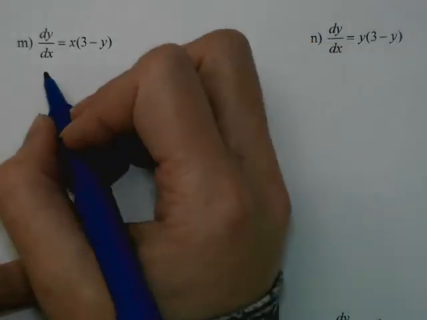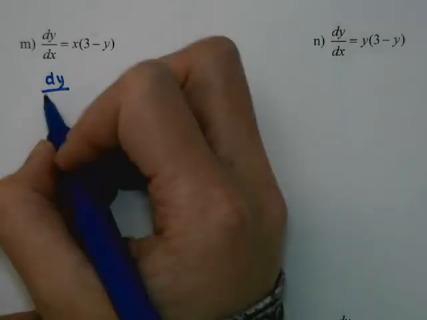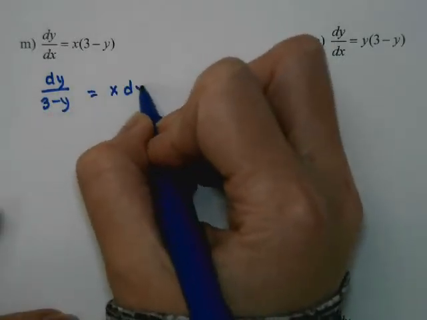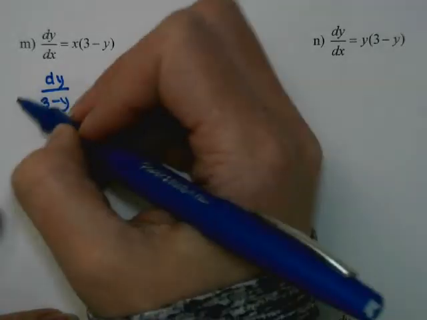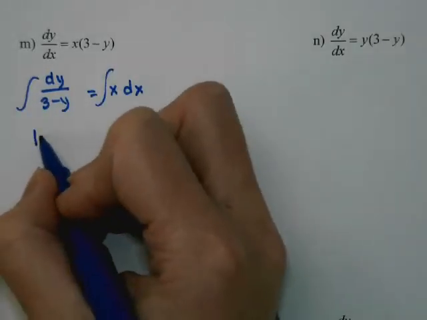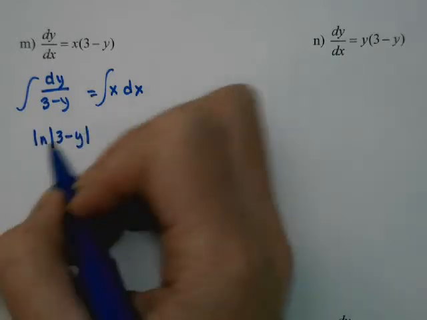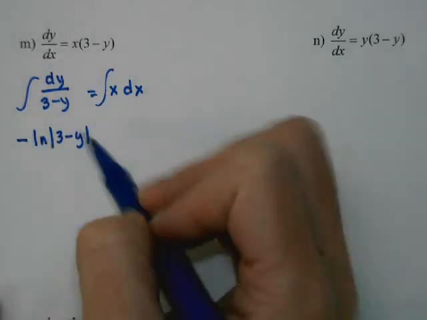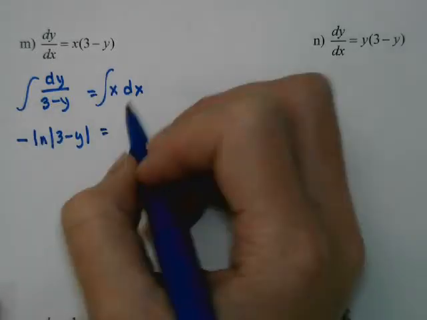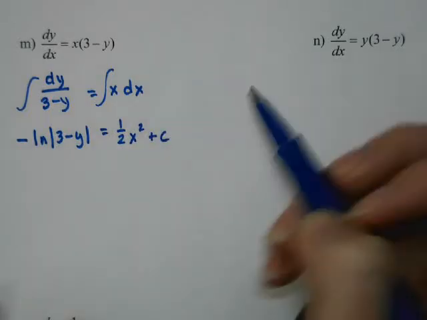All right. So here I'm going to have dy over 3 minus y is equal to x dx. Okay, so this one's integral. We'd have the natural log of 3 minus y, but since we have this minus y here, if I took its derivative, we'd have the chain rule, so we'd multiply by negative, so we need to undo that. That's going to equal 1/2 x squared plus c.